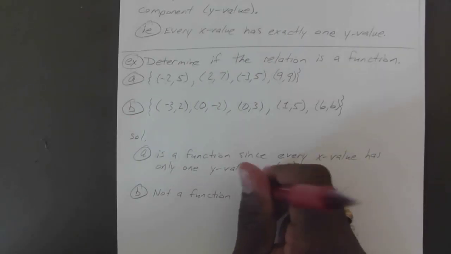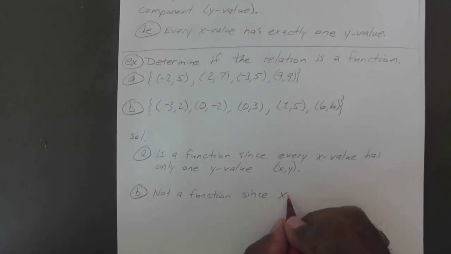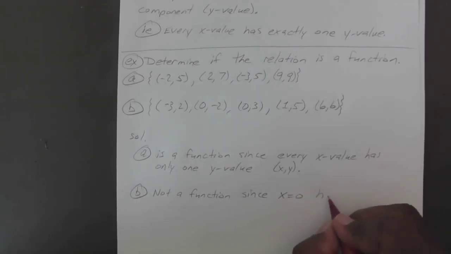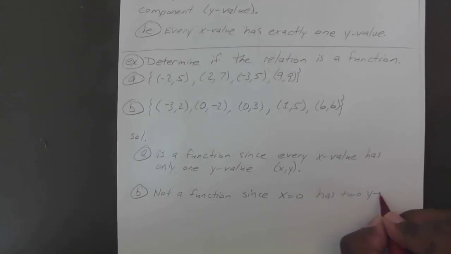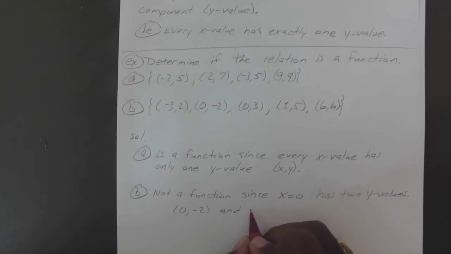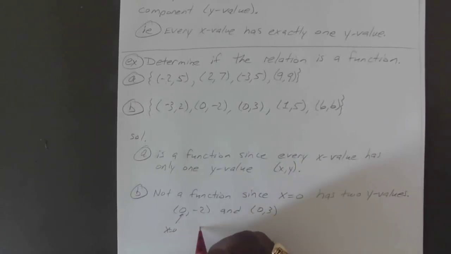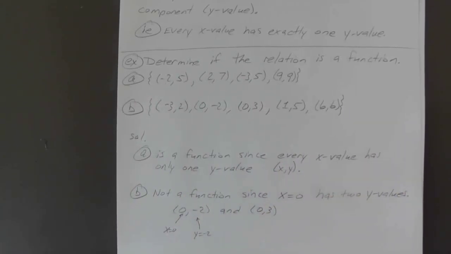Since x equals 0 has two y values. Okay, so you have 0, 2, or 0, -2, and 0, 3. So you can't have x equals 0, y equals -2, and also have x equals 0 and y equals 3. Okay, so as soon as x equals 0 pops up with more than one y value, you automatically know it's not a function.